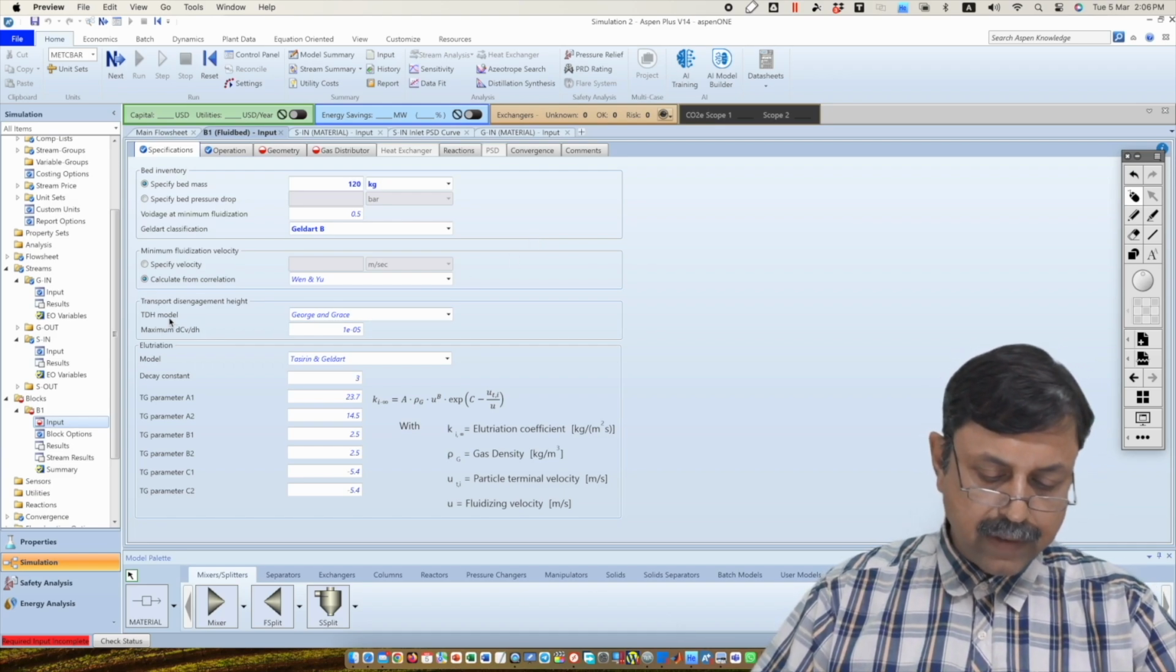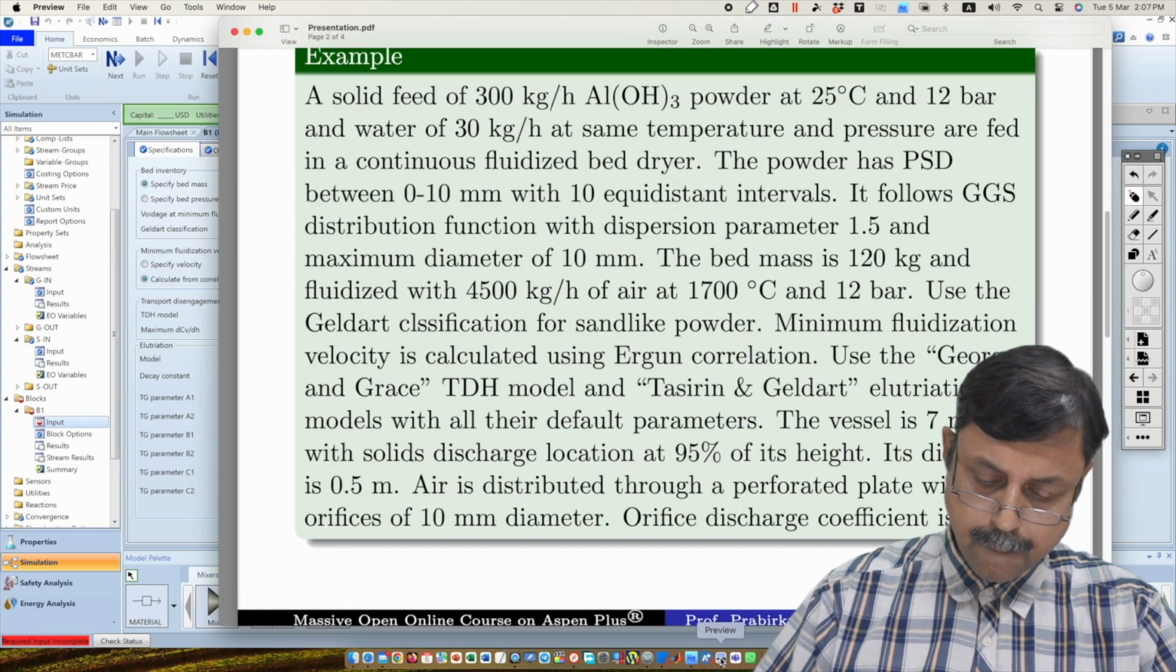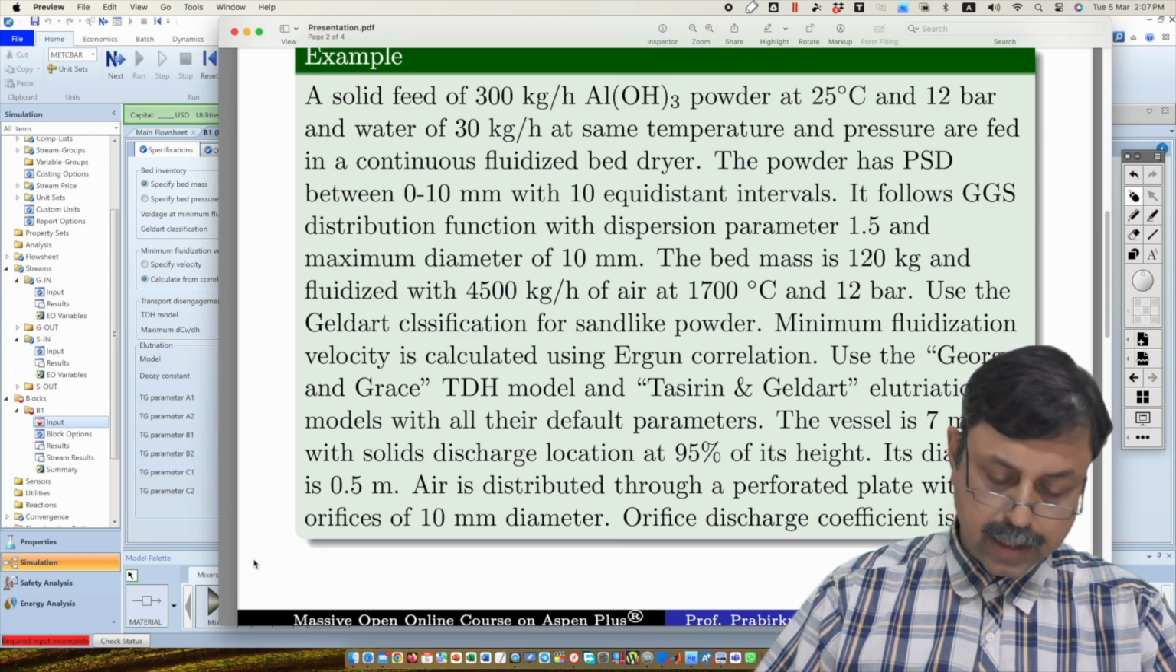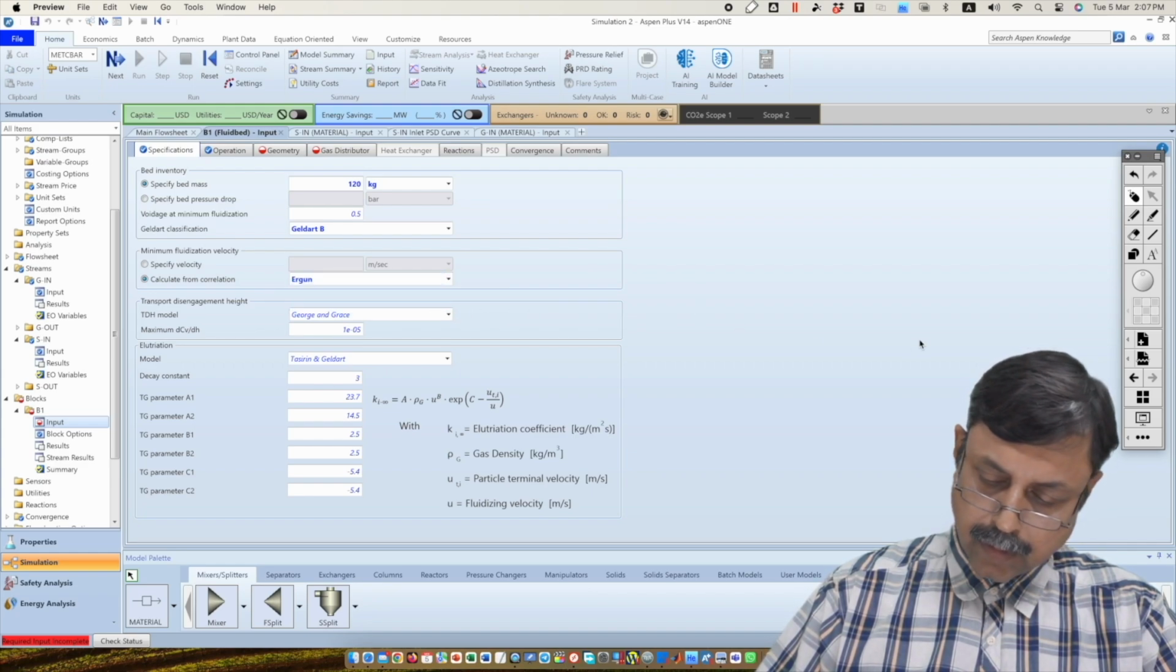Minimum fluidization velocity. So minimum fluidization velocity is calculated using the Ergun correlation. So we use the Ergun correlation over here. What else?